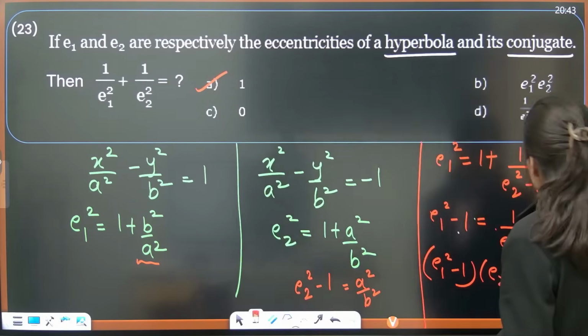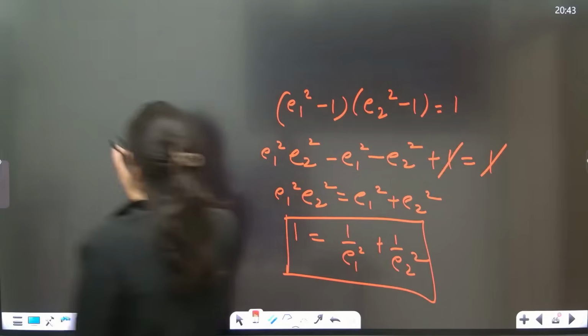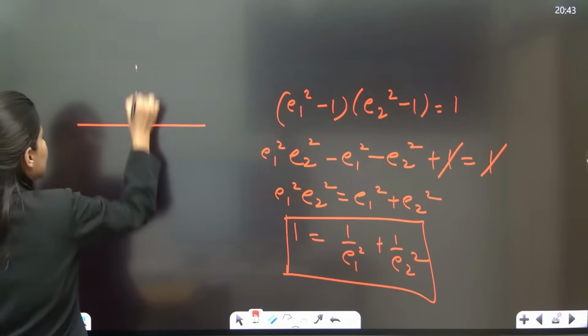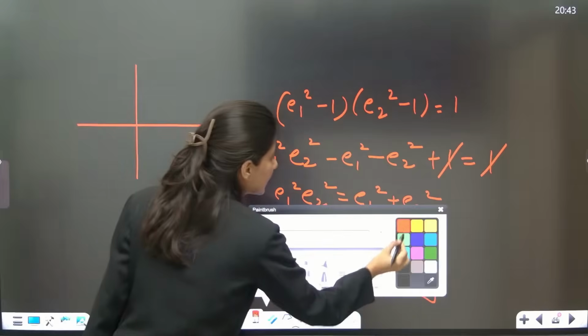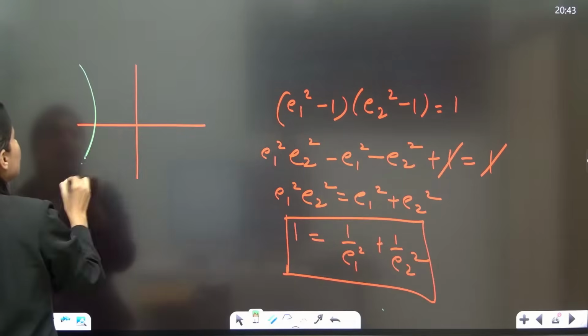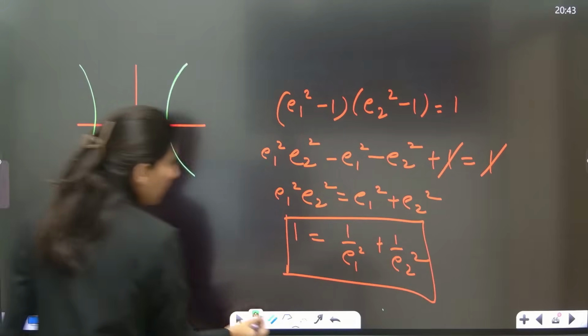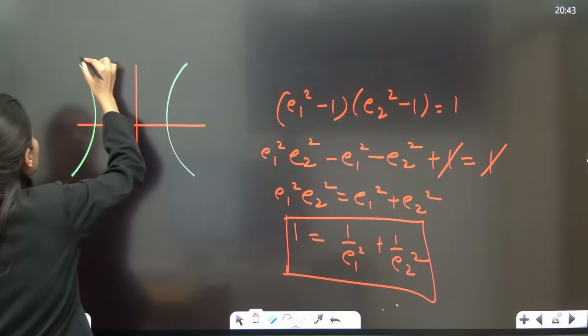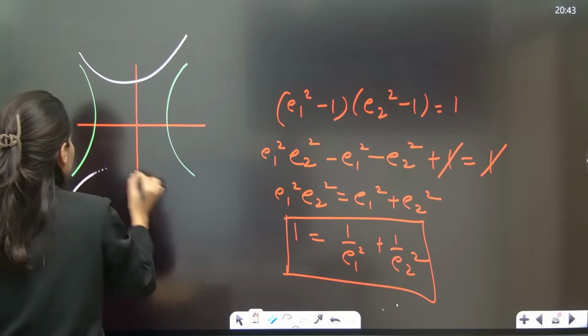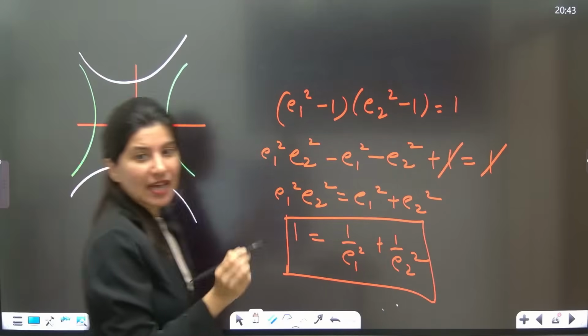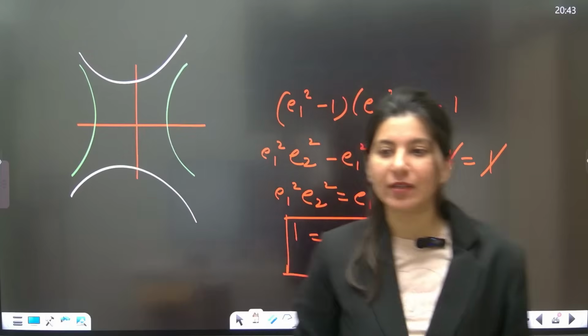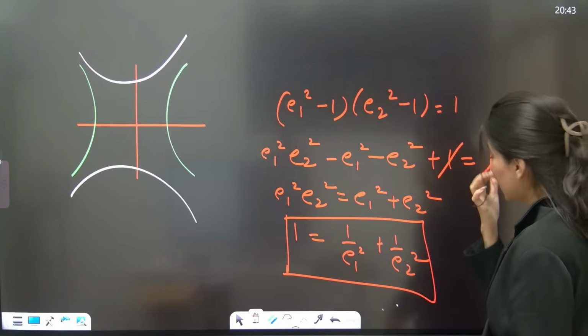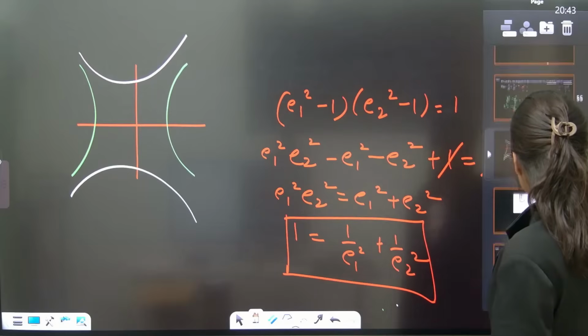Now you guys are asking, ma'am, how does the conjugate look on a graph? So let me tell you. See, this is your x and y axis. This is your hyperbola and this will be your conjugate hyperbola. The green one is the hyperbola and the white one will be the conjugate hyperbola. Okay. All right. Clear. This question is done.